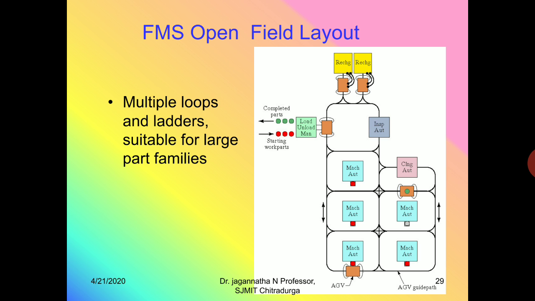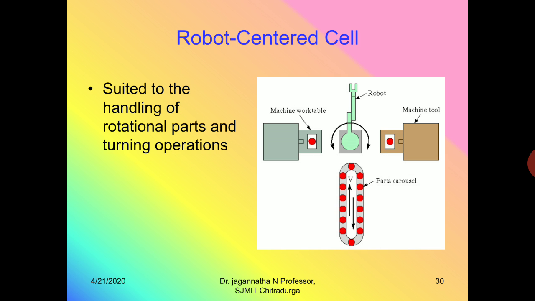Another important general type of flexible manufacturing system is the open field layout. In the field layout, work material enters in one direction and comes out in another direction, through different ladders. The multiple loops and ladders, suitable for large parts, are arranged in a systematic manner, from the raw material to the finished goods, in the direction of flow of material, as shown in the figure. Another important one, as I told you, is the robot-centered cell. Here the handling of the material takes place by a robot in front of the machine.